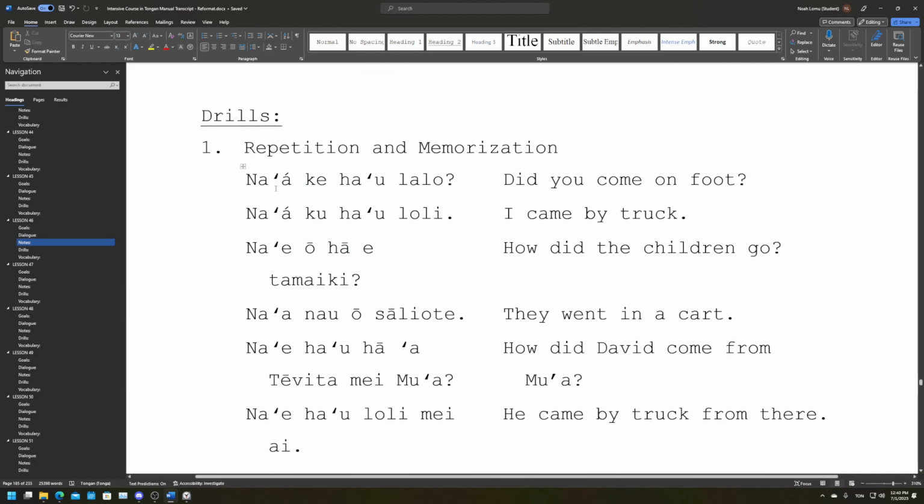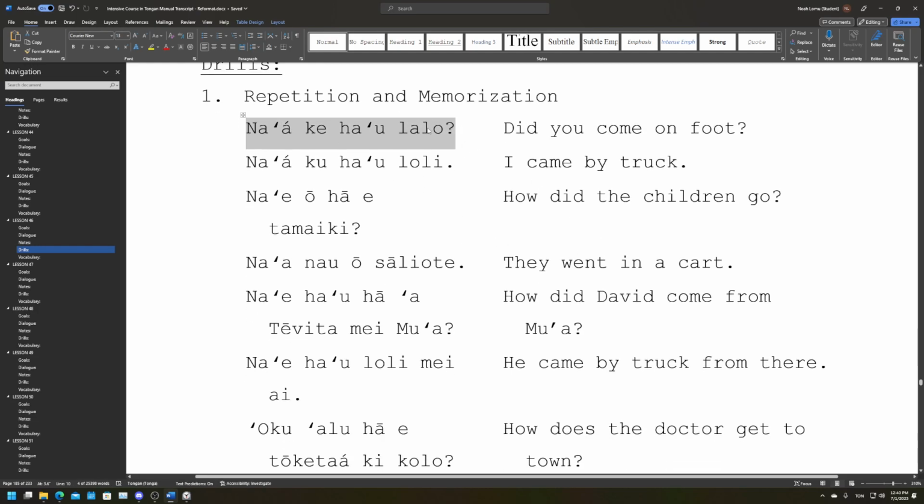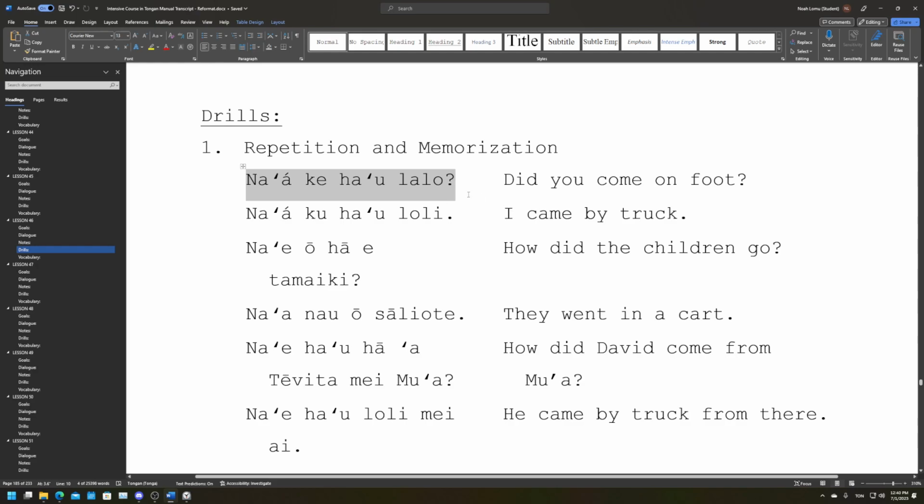So here we have the repetition memorization, so we can practice that. Here's this first one before we read it. We see ha'olalo. So the sentence is nake ha'olalo, and you can see the translation is on foot. Lalo just means down, or low. The idea is that you're not on anything, you're not up on anything. You're just walking on the ground. So nake ha'olalo.